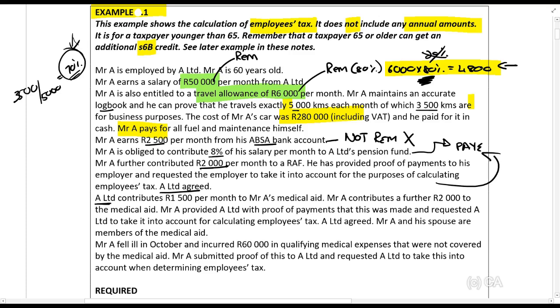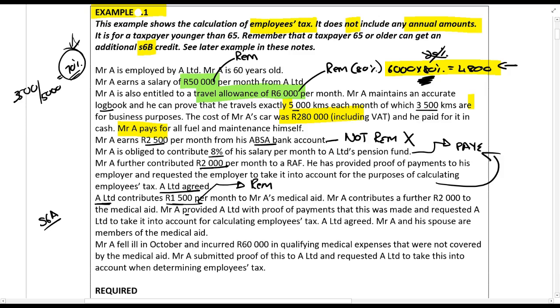Then A Limited contributes 1,500 rands a month to Mr. A's medical aid. This is a fringe benefit, and a fringe benefit is remuneration. So we will calculate employees' tax on that. Also important for you to understand is that because A Limited is making the contributions, they know that Mr. A belongs to the medical aid. So they can take into account medical credits like Section 6A when they calculate it.